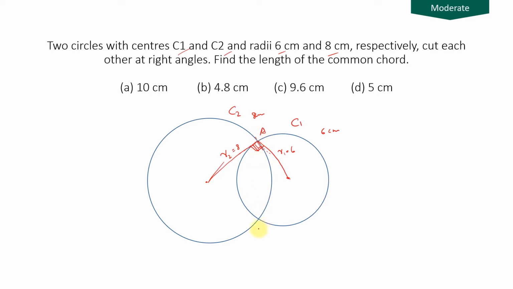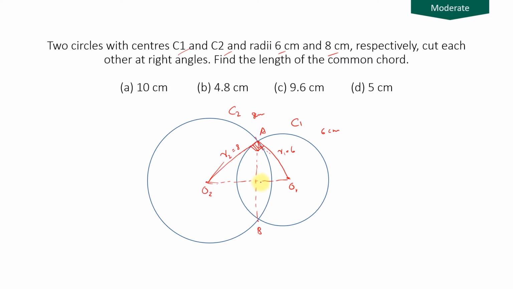So common chord is the connection of these 2 points. So this chord is common chord. Common chord is not the connection of the two centers. So you may be thinking that we have to find the length of these two centers, which is going to be straight away the length of hypotenuse. That is not true. We have to find the length of AB.